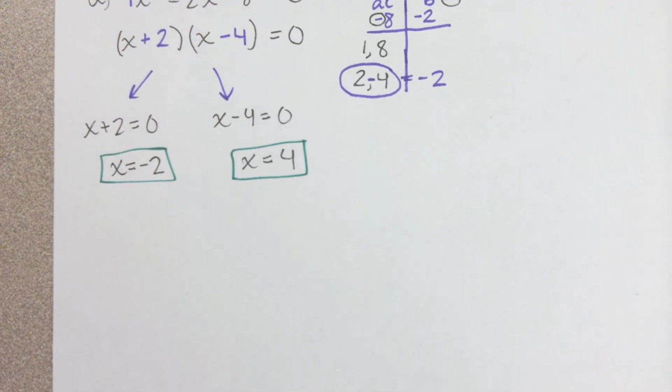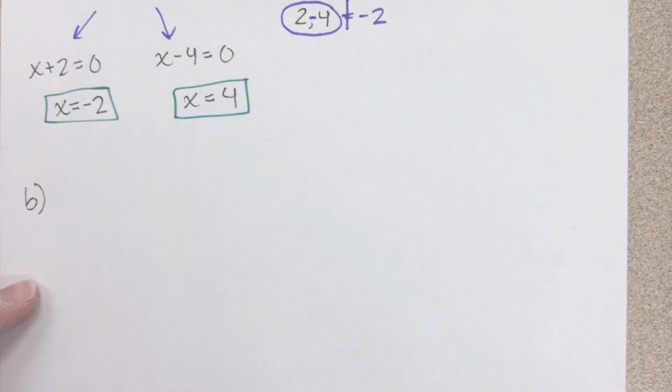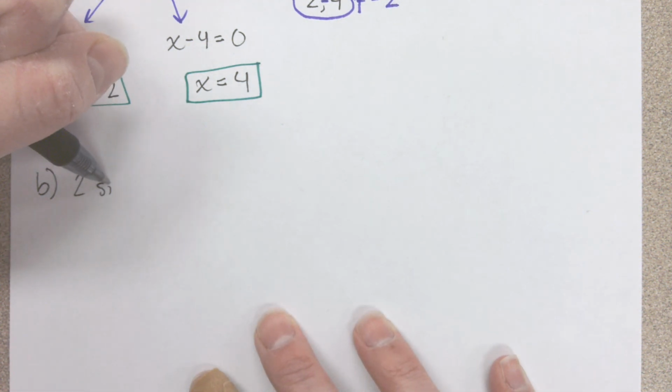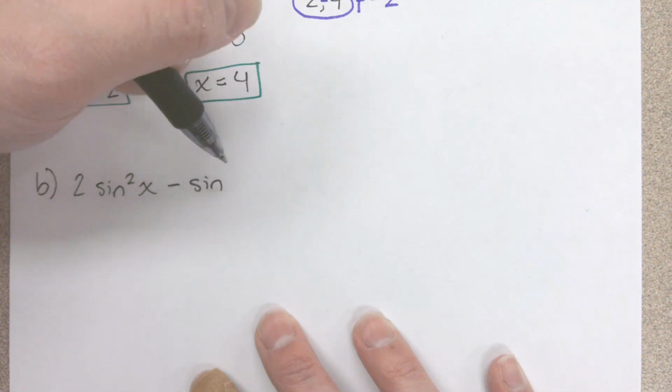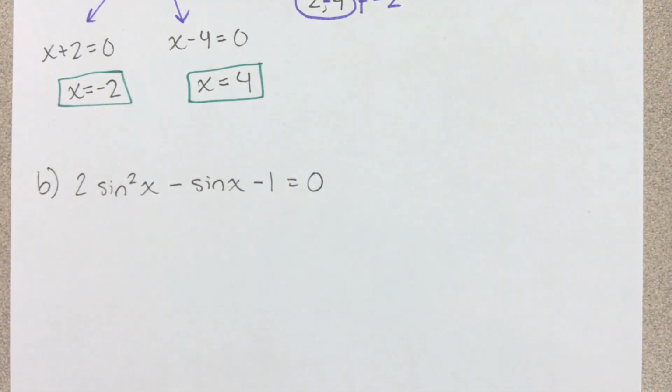Next problem, we're going to put trig into that. This one will be more painful on the algebra, but less painful on the trig part. We have 2 sine squared x minus sine of x minus 1 is equal to 0.